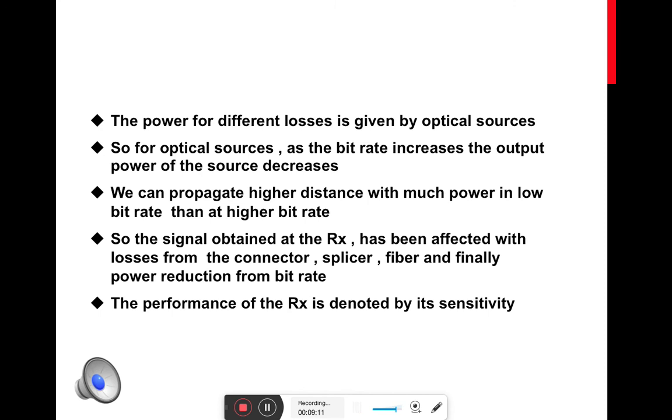At the receiver, this signal will be affected by various losses in the communication system, like the connector loss, the splicing loss, other unseen losses, and the attenuation loss. The received signal will be suffering from all these losses, and the performance of the receiver is denoted by the factor sensitivity that we already discussed. The performance of the receiver is always denoted by the sensitivity.